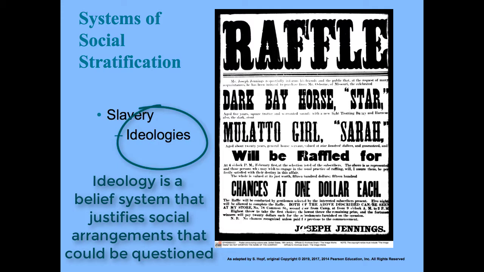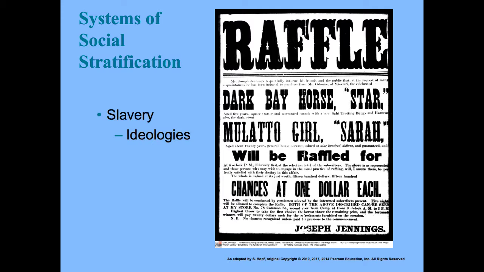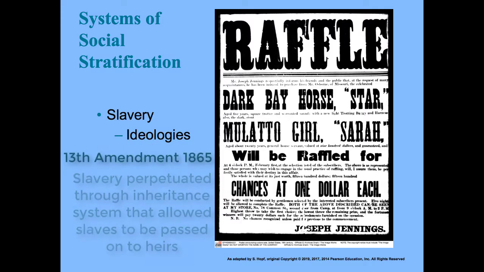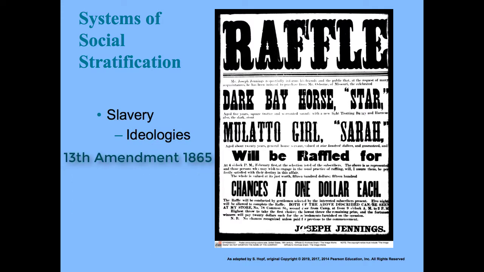Slave owners claimed that slaves were inferior, and some believed that slaves were less than fully human. Slavery was then perpetuated by making slaves inheritable, meaning that ownership could be passed along to descendants upon someone's death. Even after the Civil War ended slavery, the vestiges, those identifiers, the social stigmas, and the systematic disadvantages were kept alive for almost a century.